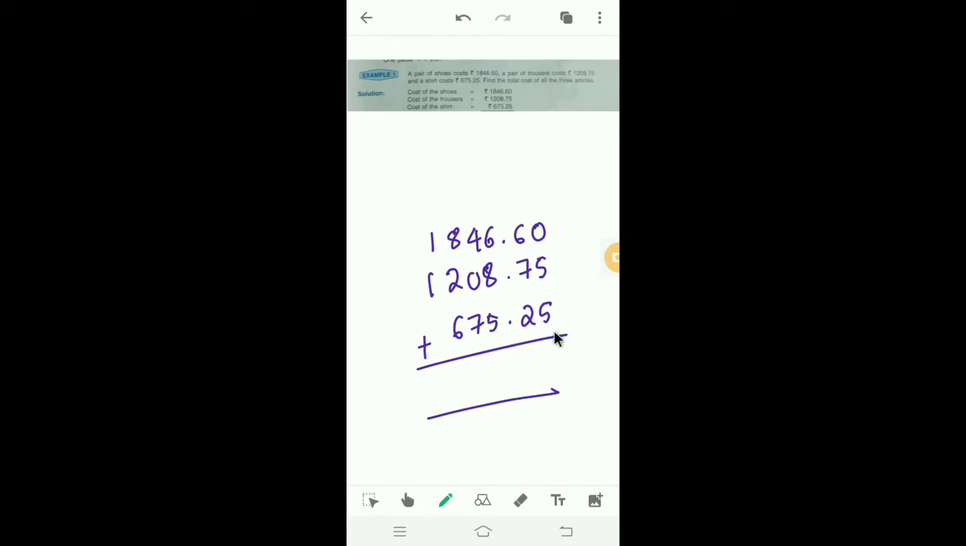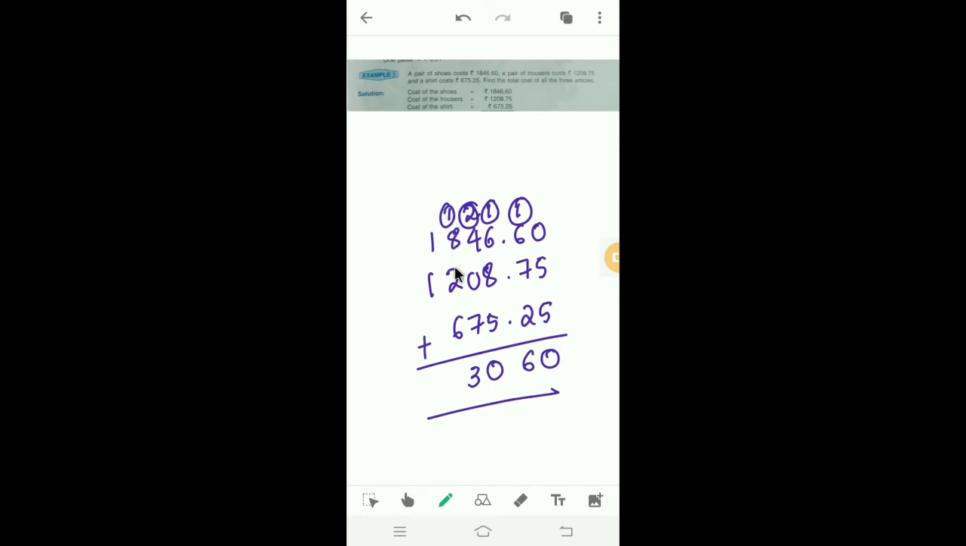is 5, 5 plus 5 is 10. So I will write 0 here and 1 carry. 1 plus 6 is 7, 7 plus 7 is 14, 14 plus 2 is 16. So I will write 6 here and 1 carry. 1 plus 6 is 7, 7 plus 8 is 15, 15 plus 5 is 20. So I will write 0 here and 2 carry. 2 plus 4 is 6, 6 plus 0 is 6, 6 plus 7 is 13. So I will write 3 here and 1 carry.